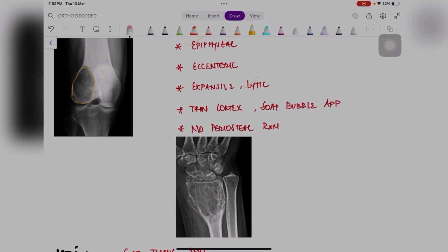Then what you can see is the expansile nature of this tumor. Can you see how it expands here in this image? The cortex is very thinned here, and it has multiple septations. This leads to the soap bubble appearance, and you can see there is no periosteal reaction elsewhere. So it is confined to the cortex. These are the X-ray findings which you should remember.